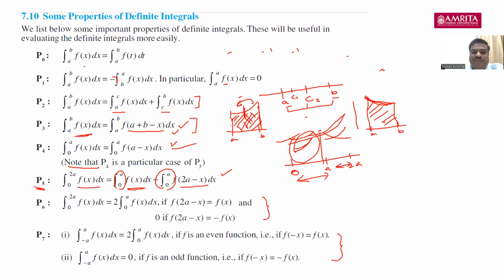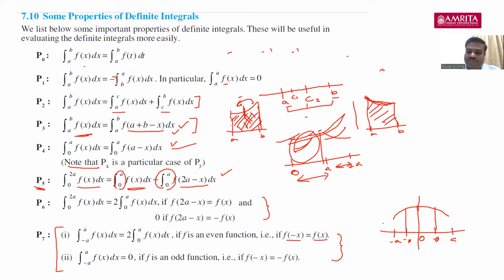And this property also speaks about the even function and odd function concept. So I will brief you on P6 after telling you P7. P7 is that once our function is an even function, and our graph is even, please look at this. Even function means, under the limits of minus a to plus a, instead of doing the entire interval, you can do only half the interval: 2 times the integral from 0 to a.